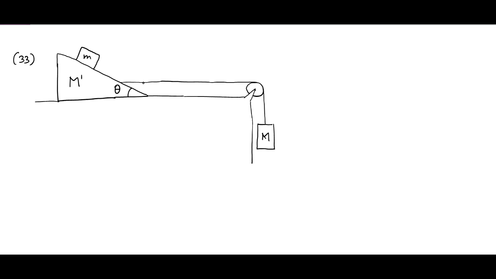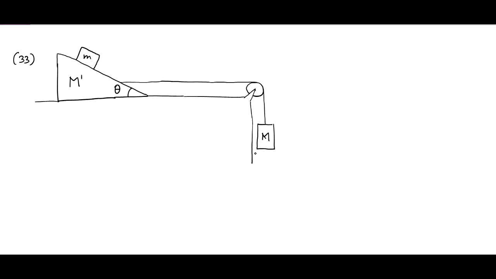Now, in the absence of the string, you can imagine what would happen. Remember, there is no friction present anywhere, so small m would tend to slide down on the hypotenuse of this triangular block, and at the same time, to maintain the x coordinate, that is the horizontal coordinate of the center of mass, the block M dash would travel towards the left. So that sort of motion would take place, but you are sure that small m would slide relative to M dash in the absence of the string.